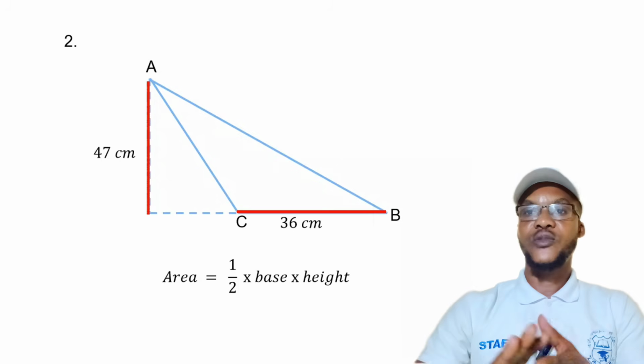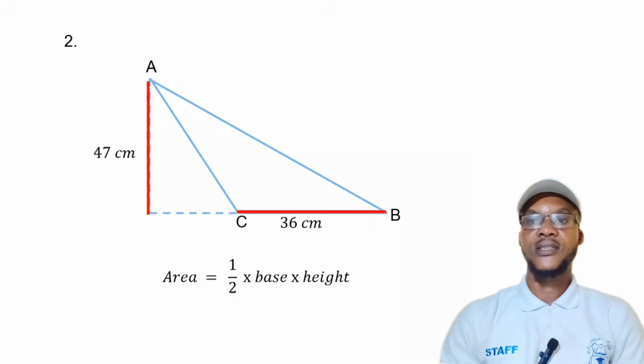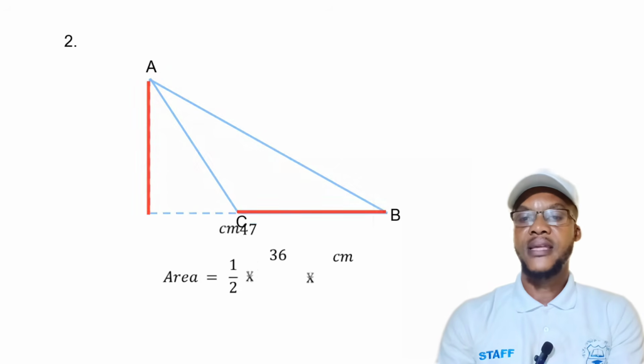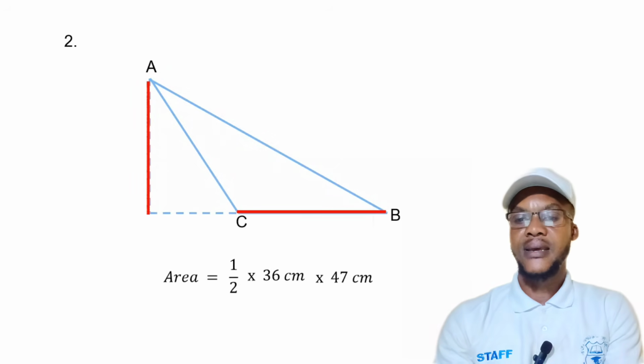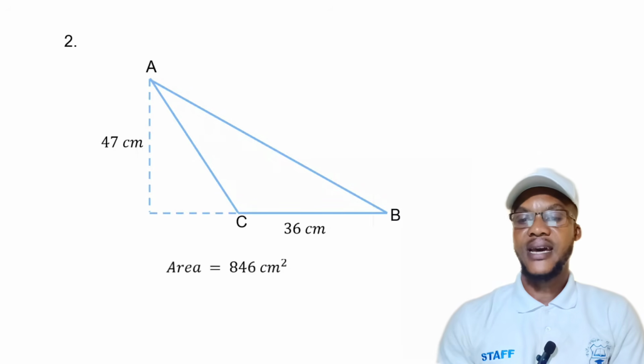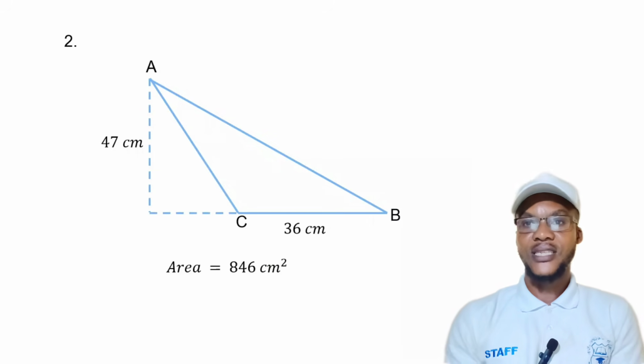Okay, once you realize all this, then finding the area is very, very easy. So what you do is just multiply these two dimensions by a half, and then you are good to go. So if we multiply, we are going to get our final answer as 846 centimeters squared. All right, so I know you got the same answer. If you got it, then well done.